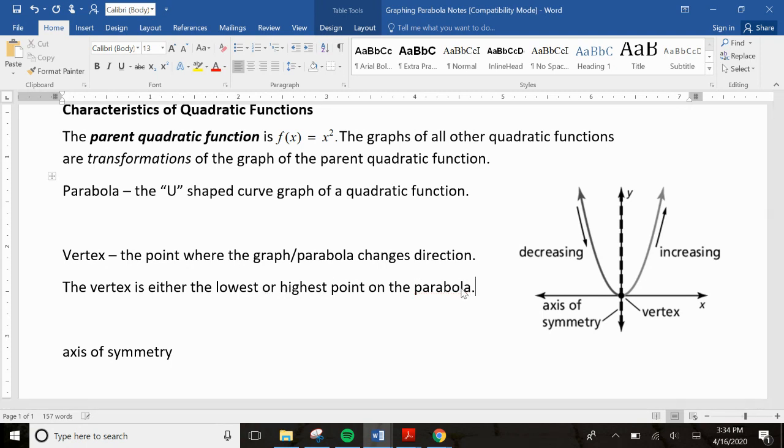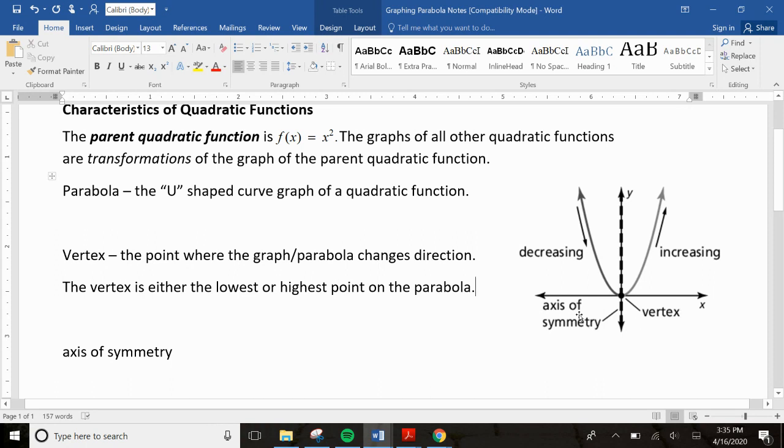So if we take a look at this parabola here, this parabola is opening up, which shows us that this vertex is the lowest point on the parabola. So when it's the lowest point, we actually call that the minimum point. And later on in the unit, we'll look at parabolas that open down.